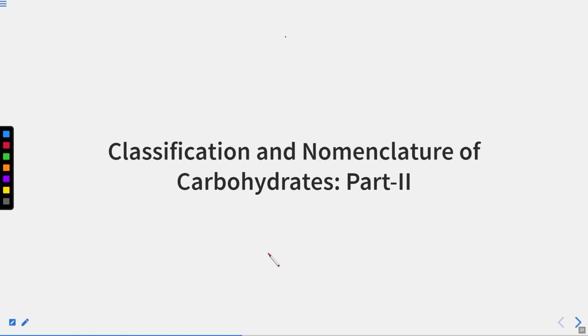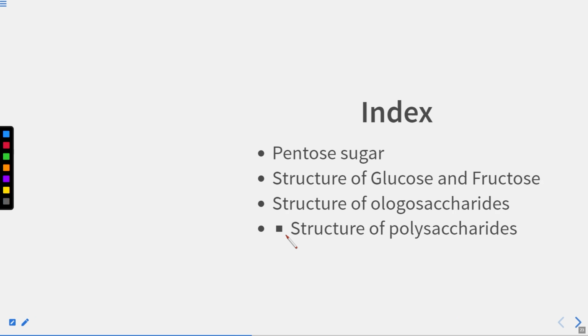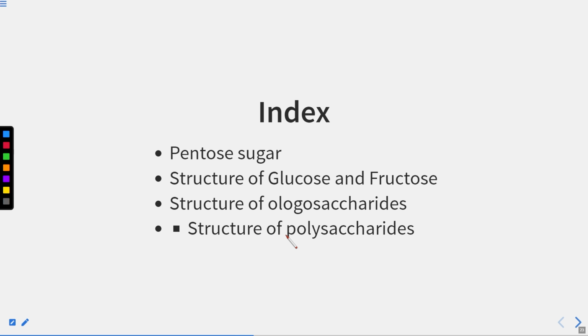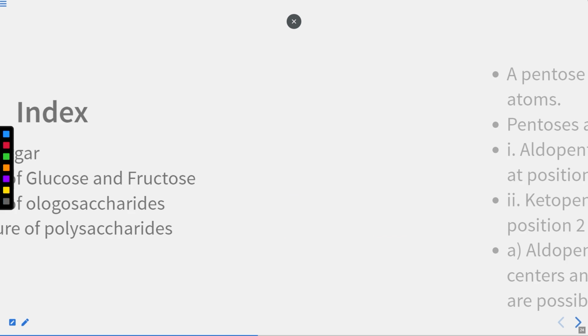Hello everyone, welcome to the new session of Classification and Nomenclature of Carbohydrates Part 2. This is the second part and we have to study in this particular session about the pentose sugar, the structure of glucose and fructose, the structure of oligosaccharides and also the structure of polysaccharides. So all these things we are going to cover in this particular session. So let us see.